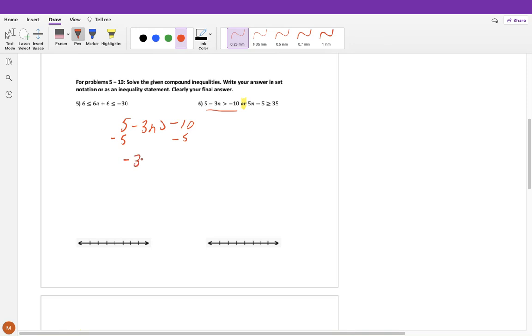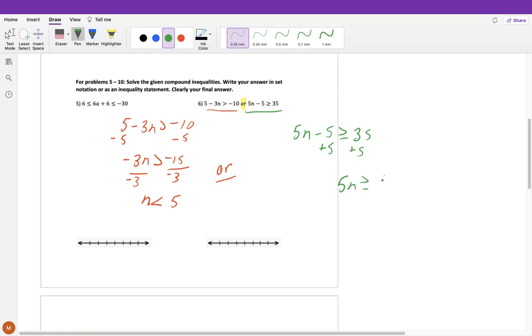So minus 5, so negative 3n is greater than negative 15. And when I divide by this negative 3 here, I just have to remember to flip the inequality, because when we're dividing by a negative, we're going to the opposite side of the number line. Those quote-unquote bigger numbers are actually less than on the negative side, whereas they're greater than on the positive side. So now we have n is less than 5, and then we know that this is an or statement. And let's go ahead and solve the other one. 5n minus 5 is greater than or equal to 35. So we'll add the 5 to both sides. So 5n is greater than or equal to 40. Divide by 5, and n is greater than or equal to 8.